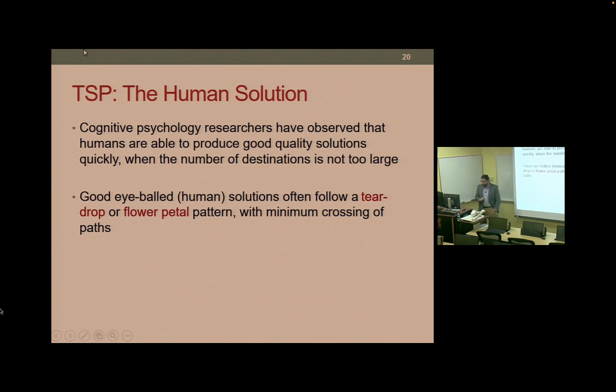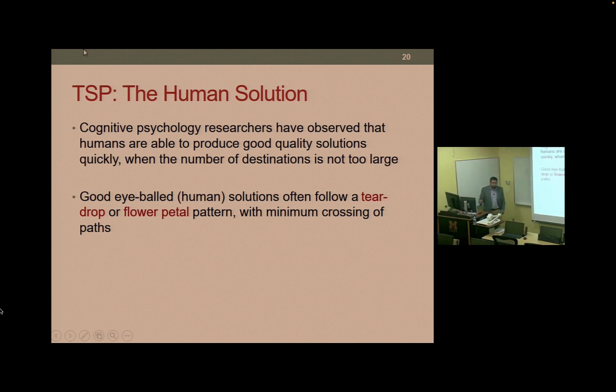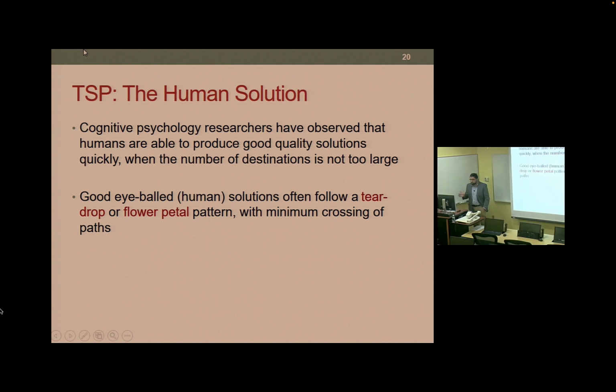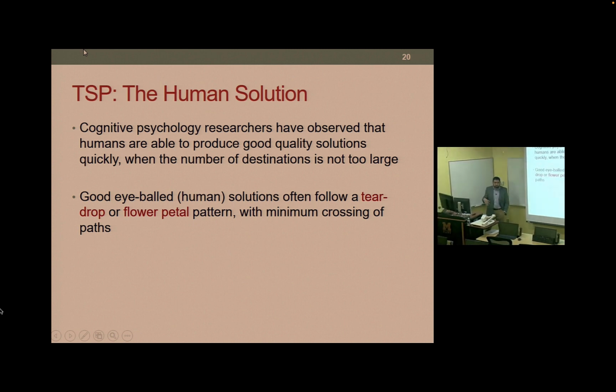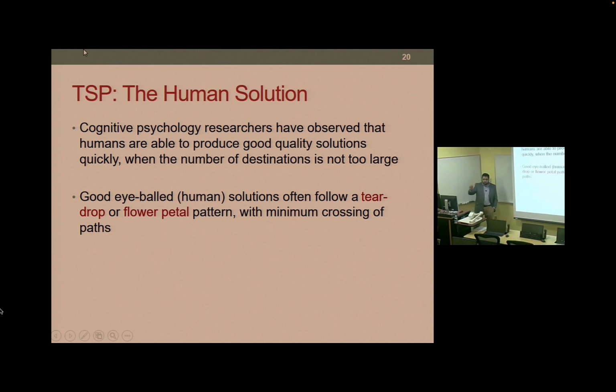But for a relatively small number of stops, you can just plot the points on a map and then just draw out a route. Good eyeballed human solutions will often follow a loopy teardrop or flower petal pattern with minimum crisscrossing of paths. So you don't want to backtrack or cross over where you've been, and you want to do a loopy pattern connecting the points on your graph paper.